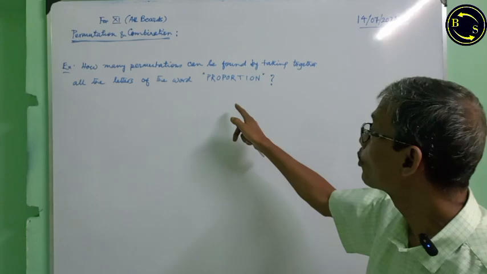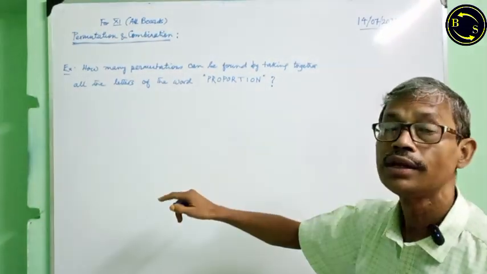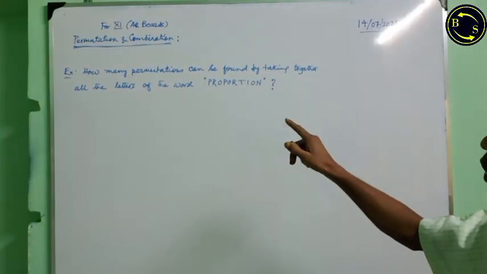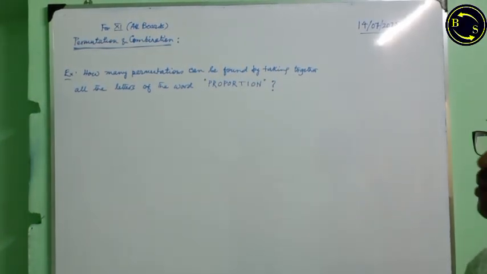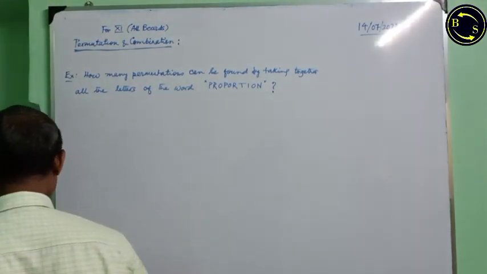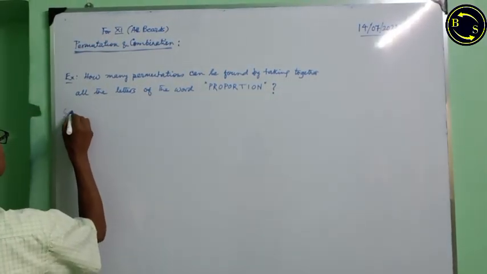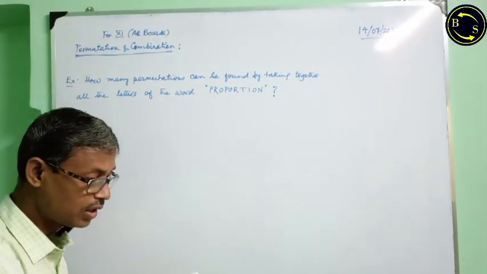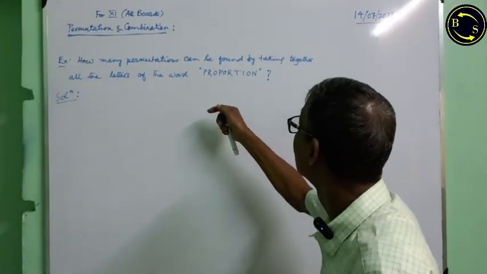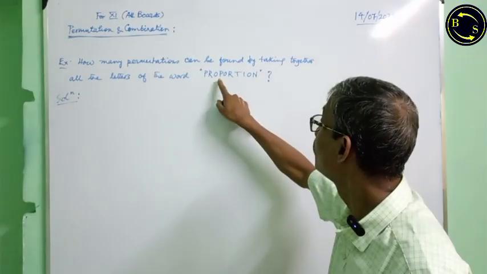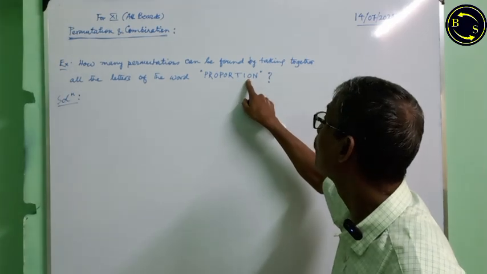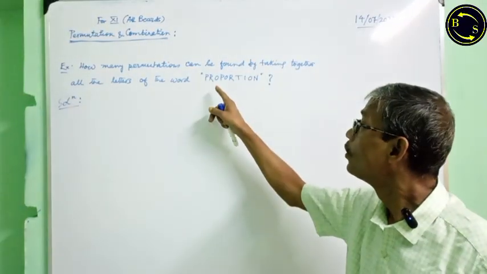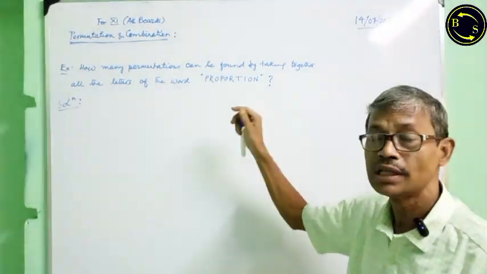Here, the word PROPORTION is given, and we have to find the number of permutations if all letters are taken together. First of all, we note that there are two P's, three O's, and two R's. That means not all letters are different.